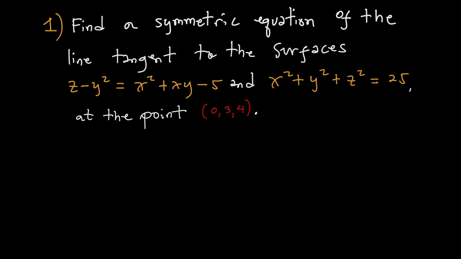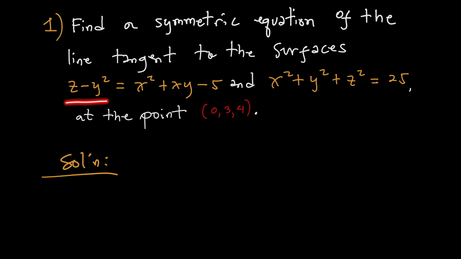Let us now consider this problem. Here you are asked to find the symmetric equation of the line tangent to the surfaces given by these equations. So here your p sub 0 is this point, which is (0, 3, 4). For the solution, let us first identify our big F and G.